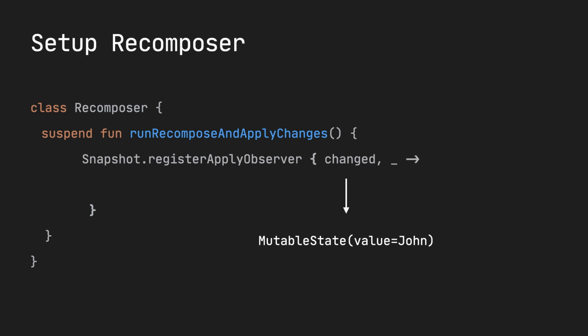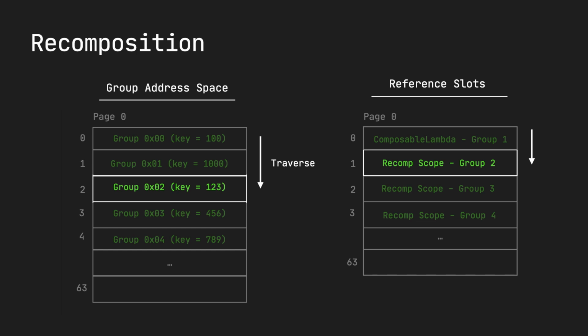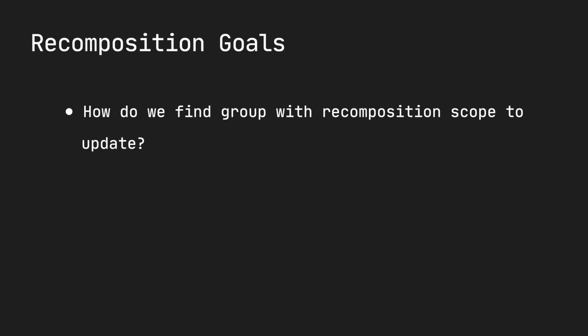And here is where we have to traverse our slot table. This is what the slot table configuration looked like after initial composition. This is what the group address space was, and the reference slots have recomposition scope instances for some of the groups. So we need to be able to traverse down. And the question is, when you traverse down, how do I know which group to stop at to be able to take its recomposition scope and compose it again? Well, we're going to use a concept that we saw before, which is a group flag.